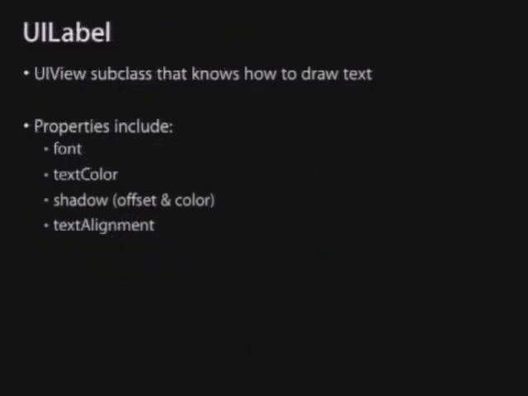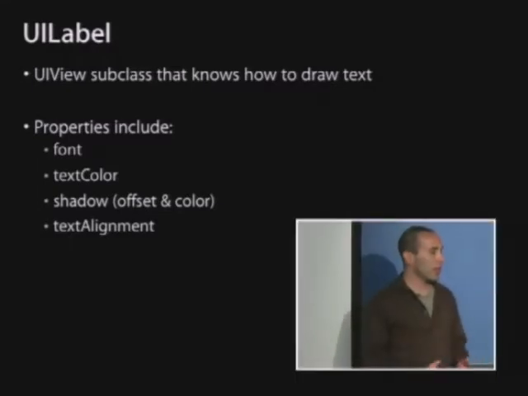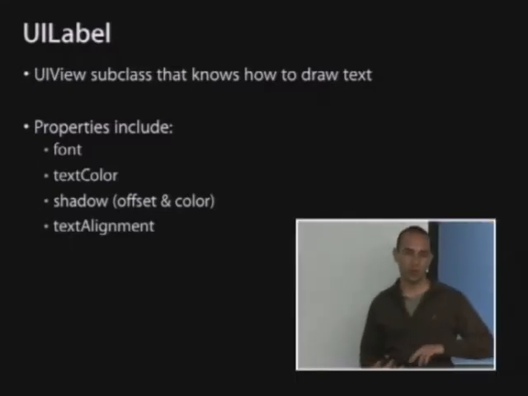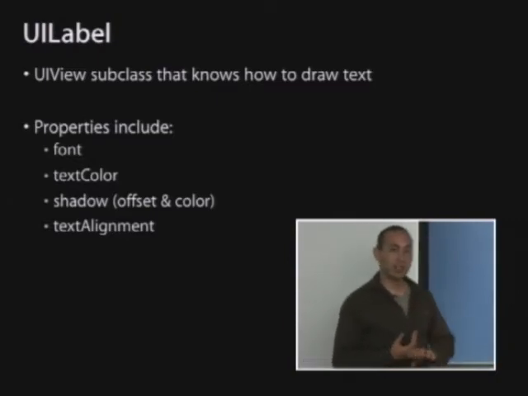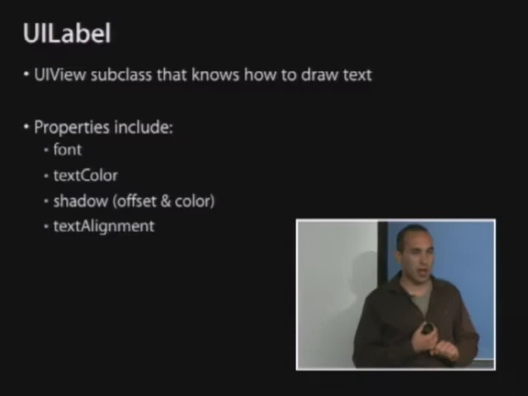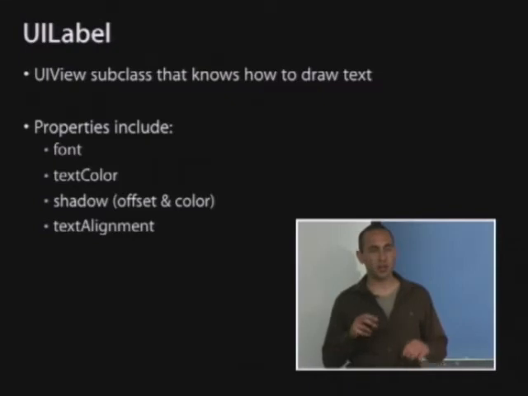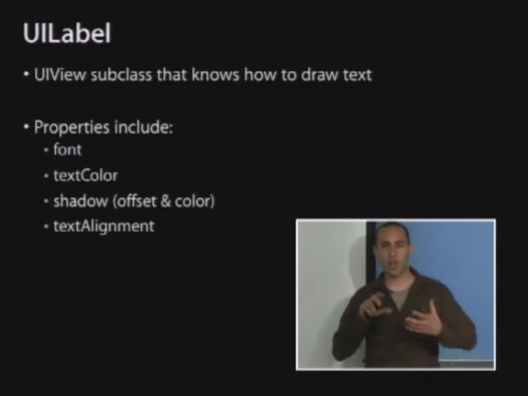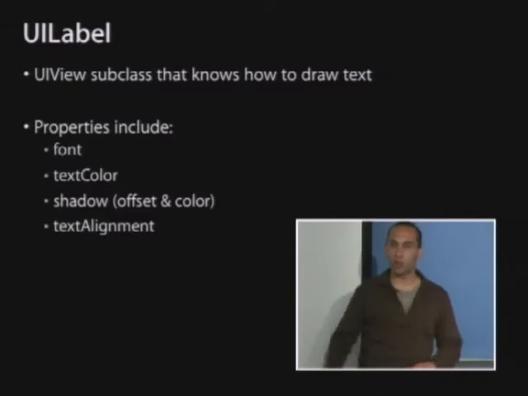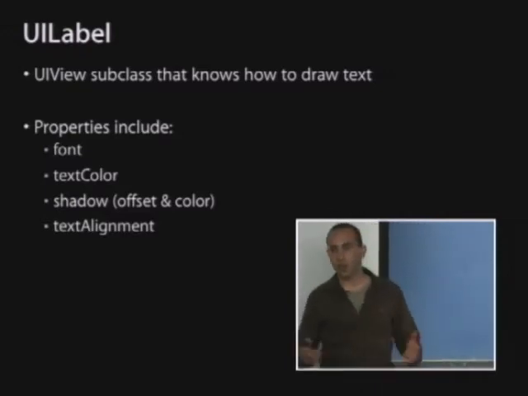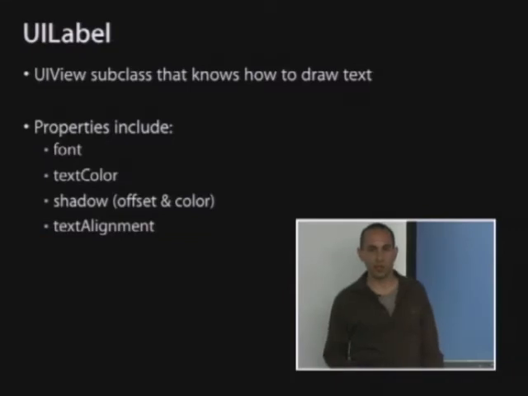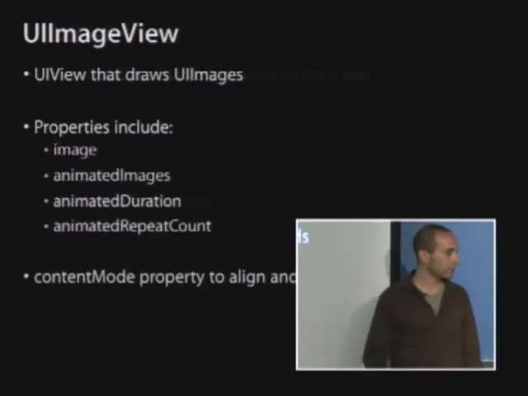So a UI label, this is the string drawing UIKit class, a UI view subview. It knows how to draw text. It has all kinds of different properties, including font and text color. The shadow's really useful. You'll notice shadows used all over the place on the iPhone. If you look at anything that looks like it's etched into a metal background or a navigation bar, that's all a 1-pixel white shadow or black shadow. And that's all built into UI label. And text alignment, so if you want to center or adjust left, that's all there.